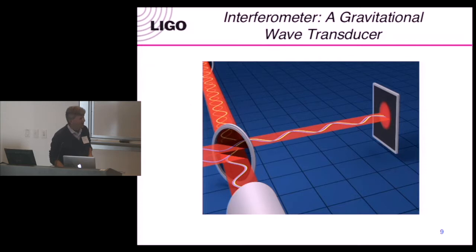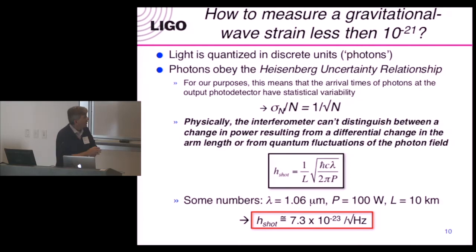So how do you do it? Turns out, use light. Light is a wonderful thing. It comes in discrete units. When you think of light, you think it's continuous, but no. Quantum mechanics tells us that it comes in discrete units, and these units are called photons. I think everybody's probably familiar with that term. And when you quantize something, you naturally introduce uncertainty. This is what quantum mechanics tells us.